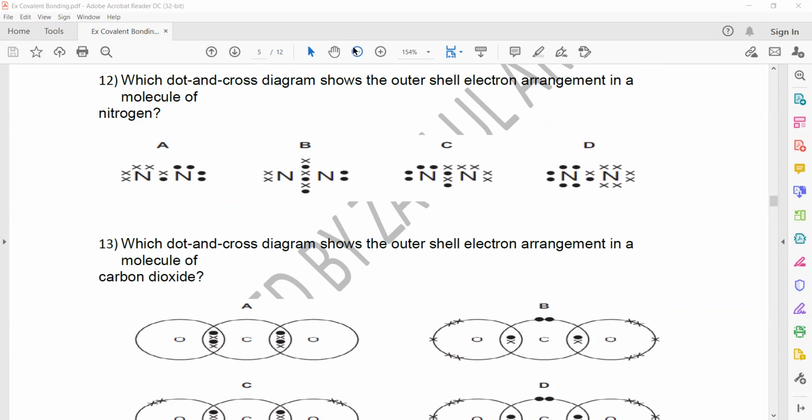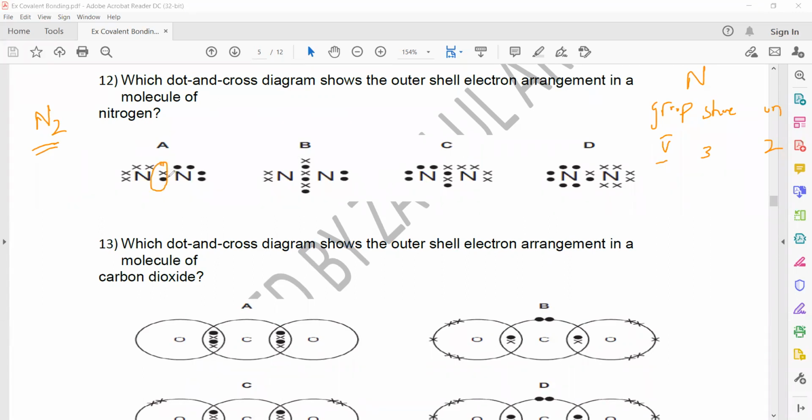Which dot and cross diagram shows the outer shell electron arrangement in a molecule of nitrogen? A molecule of nitrogen means N2. So nitrogen belongs to group 5. As it belongs to group 5, it will share 3 electrons and the unshared will be 2. So each nitrogen should share 3 electrons.